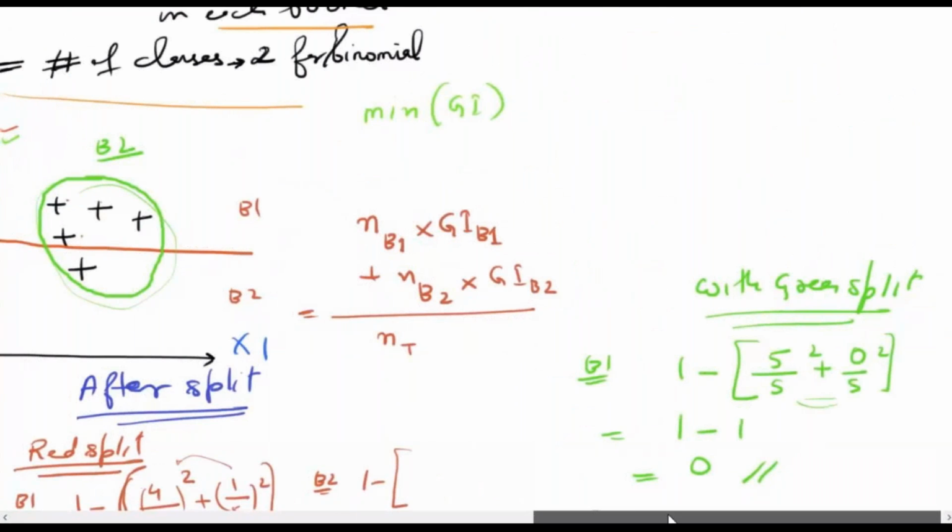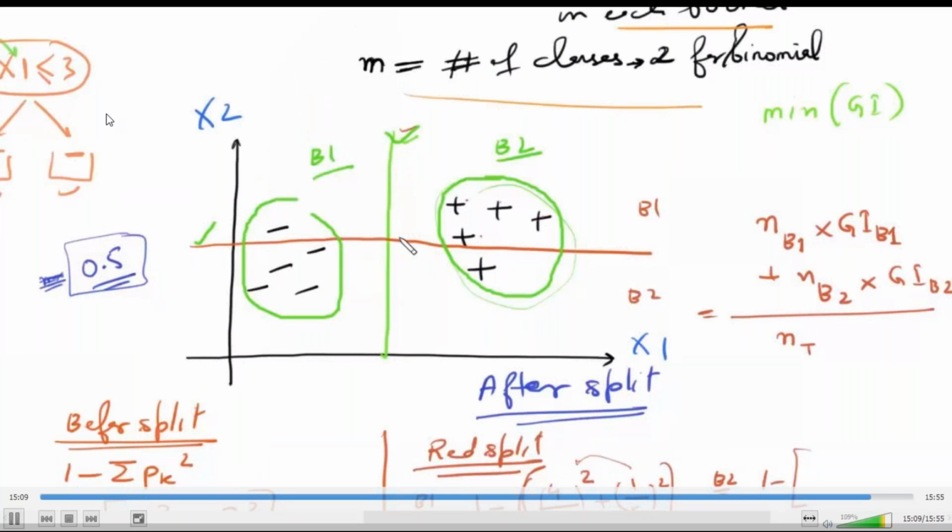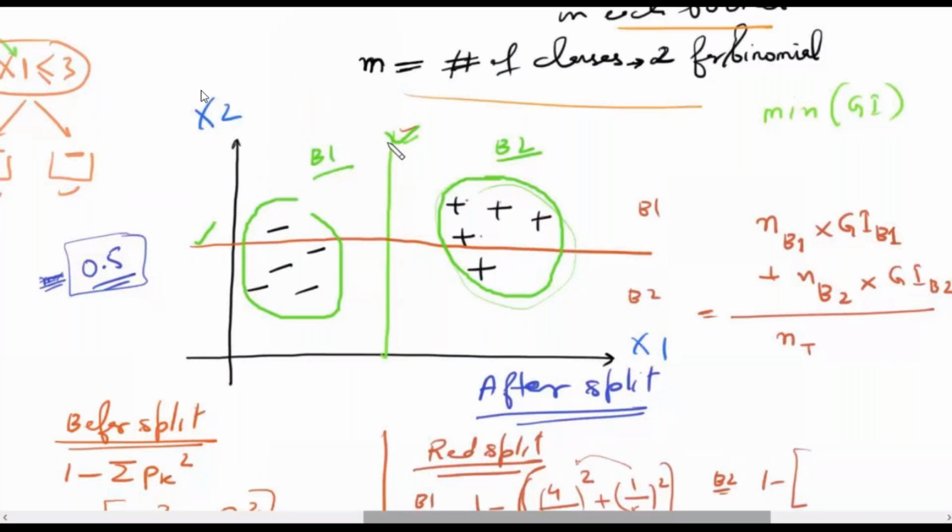So this tells us that the green split is better than any other split. So we tried with one. You can try with any other split in this case. None of the splits will be as good as the green split. So the green split is the best one, and hence the decision tree will select the green split.